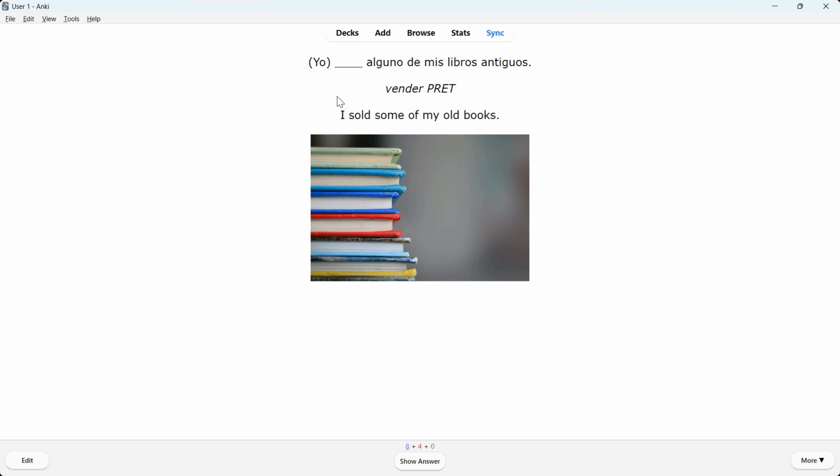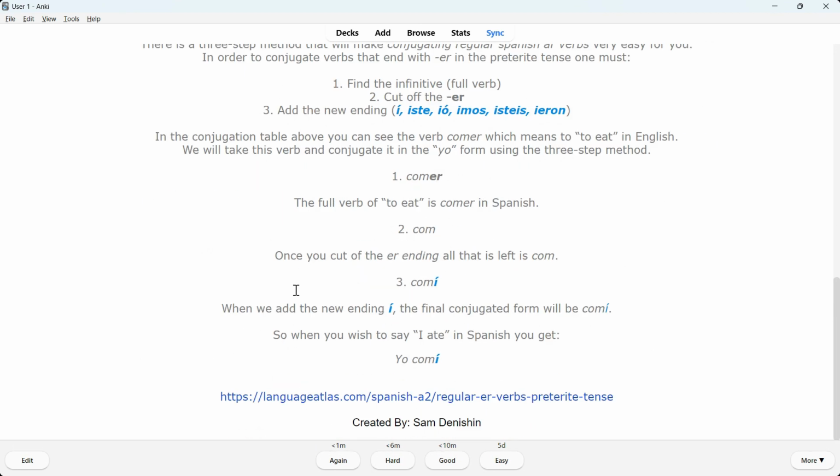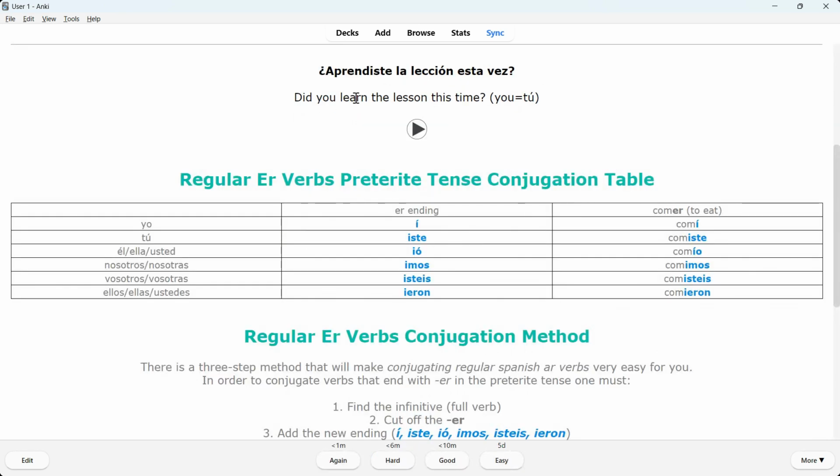I sold some of my books. Yo vendí alguno de mis libros antiguos. We have the I ending, and again, I like to note the explanation area is here as well. Did you learn the lesson this time? ¿Aprendiste la lección esta vez?